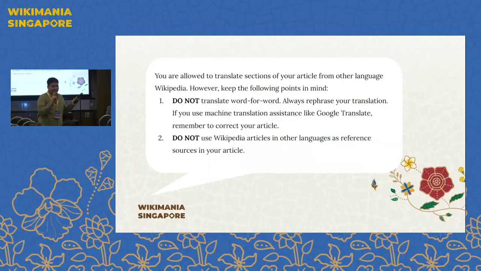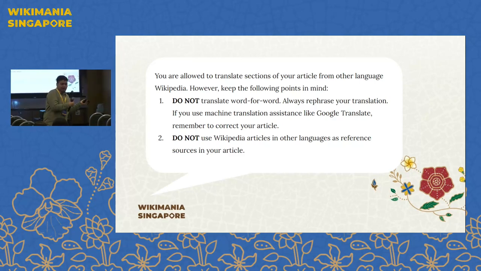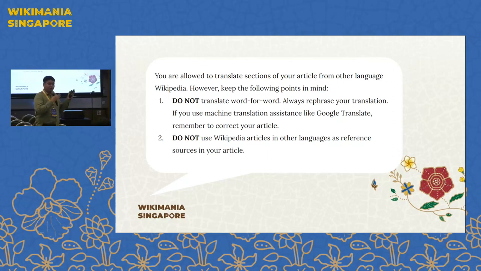Okay, now for the translation, here are a few tips. If you want to translate articles from, for example, Malay to English or vice versa, there are several tips to make the translation better. The first one is, please do not translate word by word. See the context of the sentences and then translate the sentences to keep the context pretty similar. And the second one is, do not use Wikipedia articles in other languages as references. Remember, Wikipedia itself cannot be used as a reference for a Wikipedia article. So use other references like newspapers or books or journals.